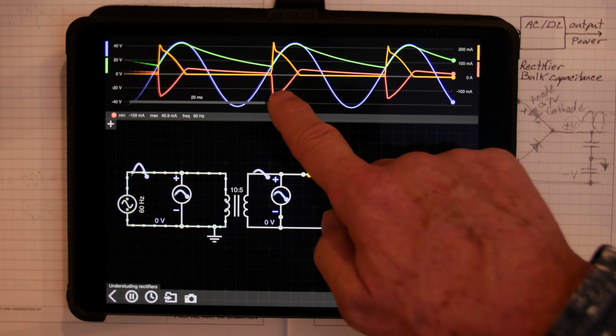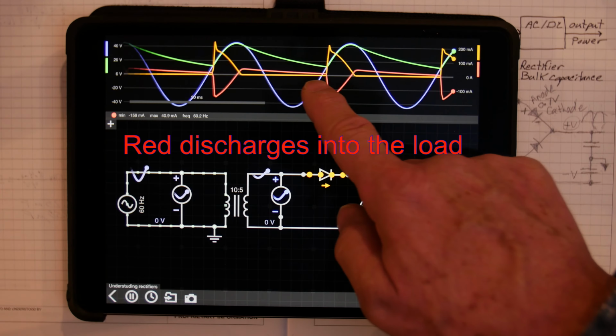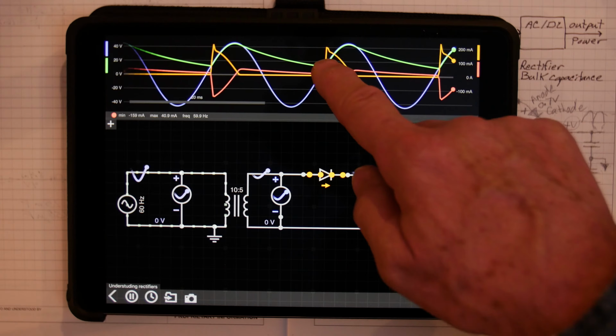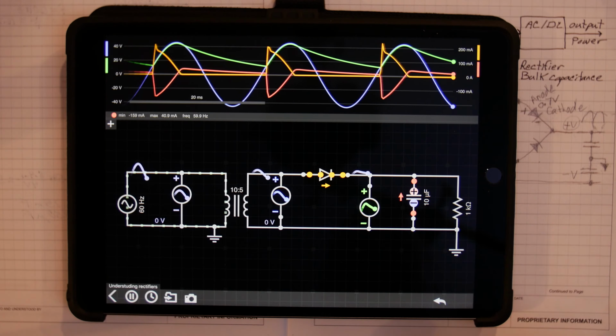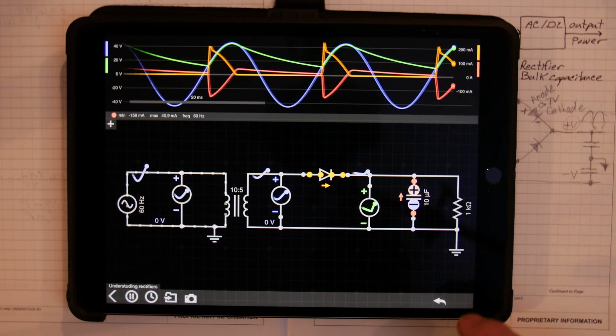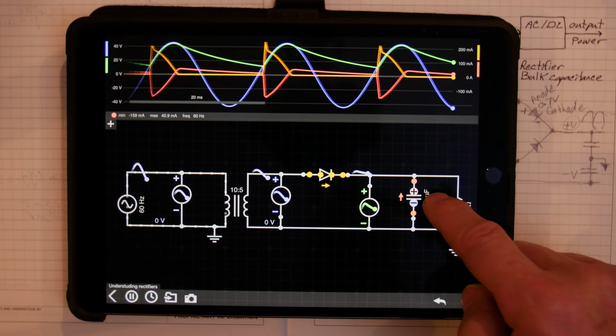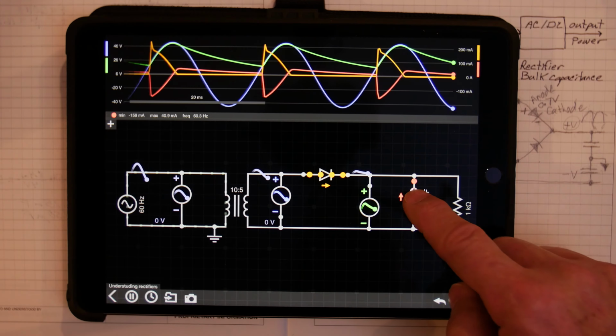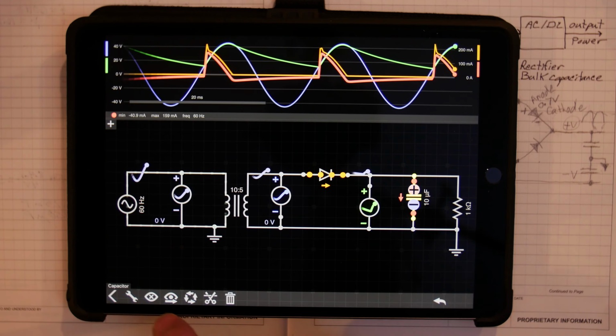And then the cap kind of overshoots a little bit, and then it discharges down to the orange. So then it drops off, and it has to recharge again. So let's turn that off. It's kind of getting busy. Well, let's leave it on just for a moment. I'm going to make this capacitor even larger.